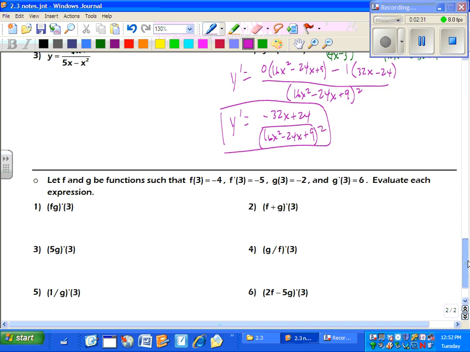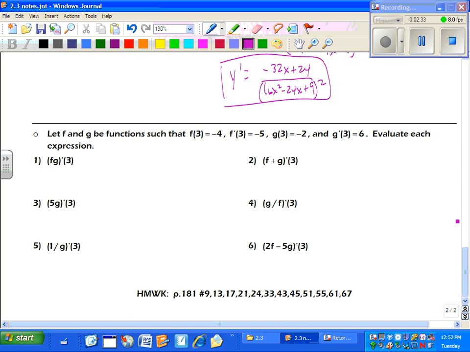Let's take a look down below. It looks a little more confusing, but actually it's simpler. A lot of the work is done for you. It's just kind of getting the concepts of these different types of derivatives. It gives us values for these derivatives. F of 3, I'm sorry, just f of 3, not the derivative. F of 3 is negative 4, and then the derivative of f at 3, g of 3, and the derivative of g at 3. So we want to evaluate each of these.